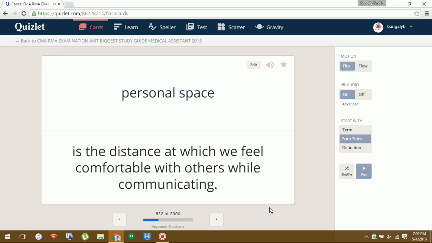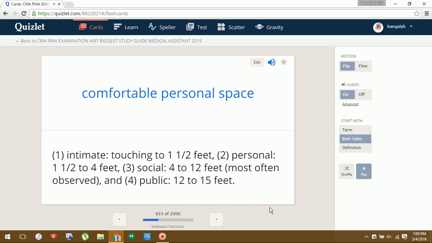Personal space is the distance at which we feel comfortable with others while communicating. Comfortable personal space. Intimate, touching to 1 1/2 feet. Personal, 1 1/2 to 4 feet. Social, 4 to 12 feet. And public, 12 to 15 feet.